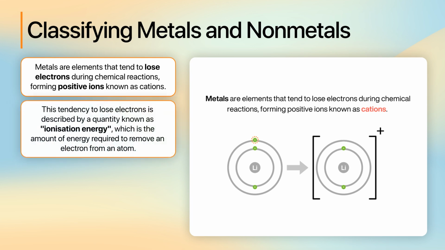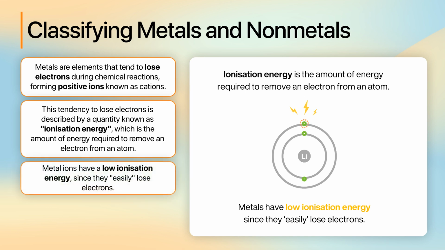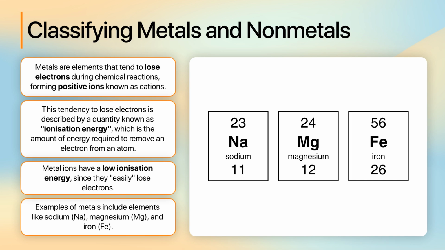This tendency to lose electrons is described by a quantity known as ionisation energy, which is the amount of energy required to remove an electron from an atom. Hence, metal ions have a low ionisation energy, since they easily lose electrons. Examples of metals include elements like sodium, Na, magnesium, Mg, and iron, Fe.